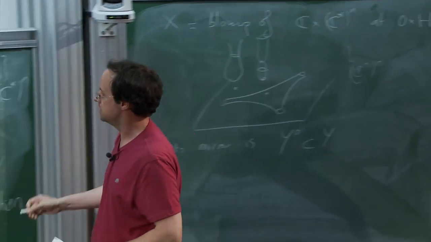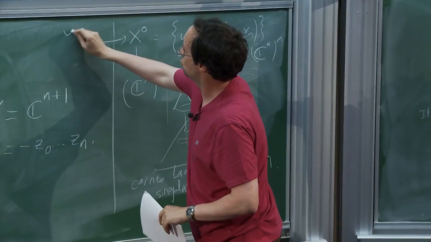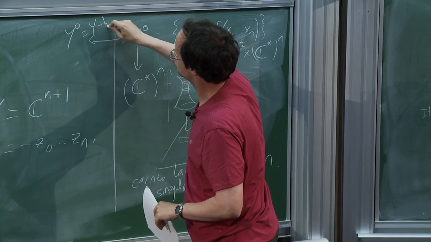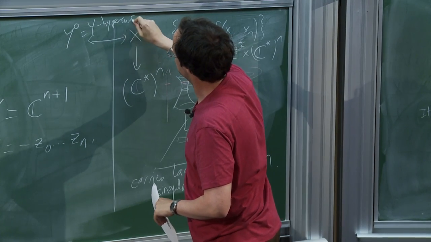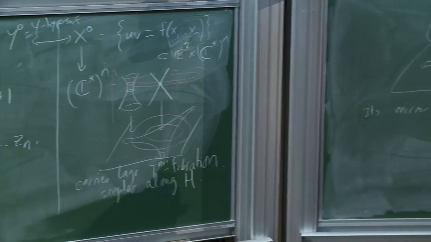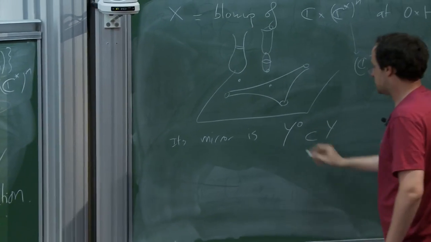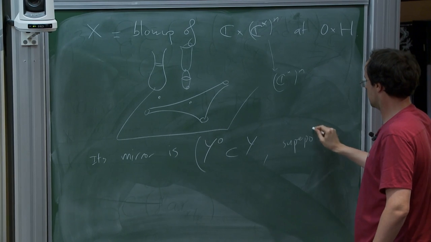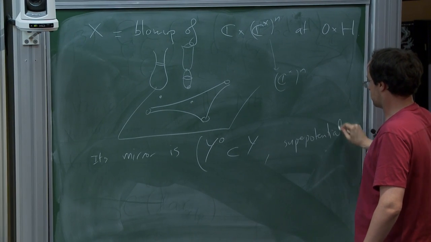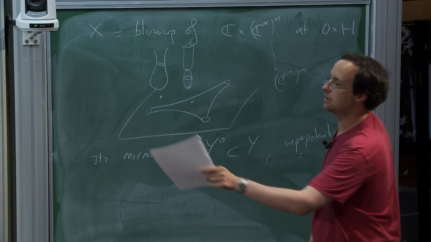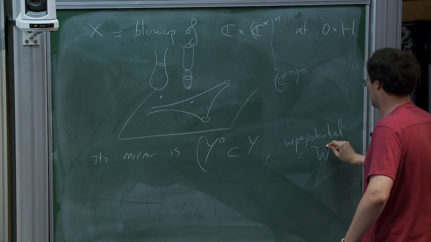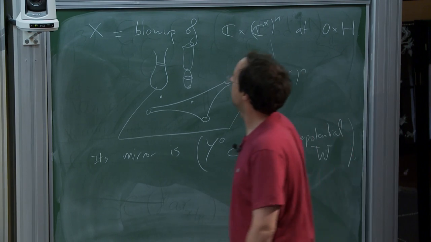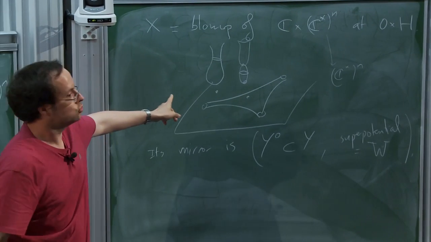Sorry, I should have said X0 will be mirror to something called Y0, which is Y minus some hypersurface, not telling you what it is. The mirror of this one will be again Y0, but now equipped with a superpotential, which is exactly this W I told you about. Now, this is not equivalent to H either.